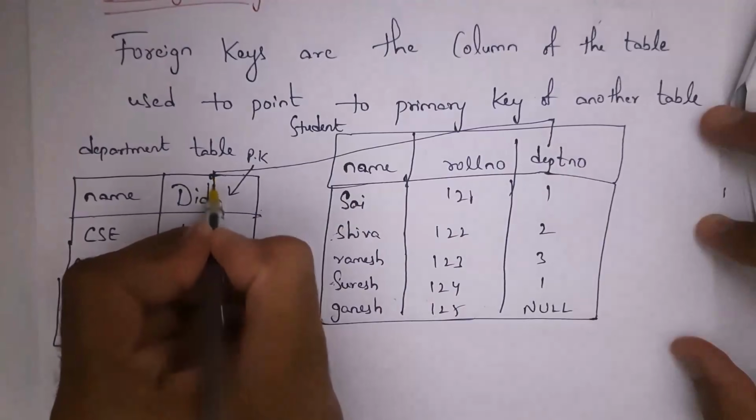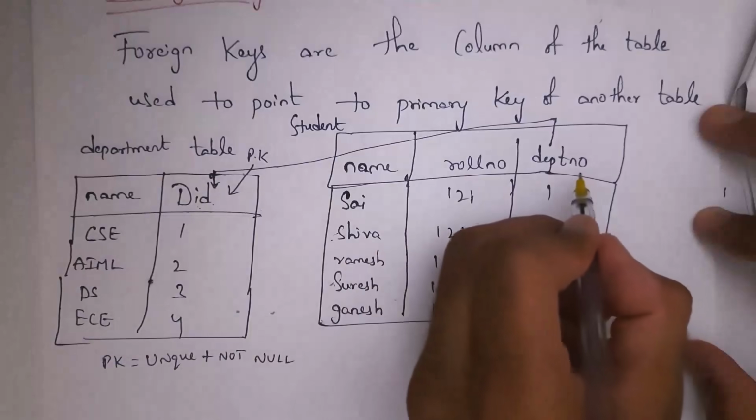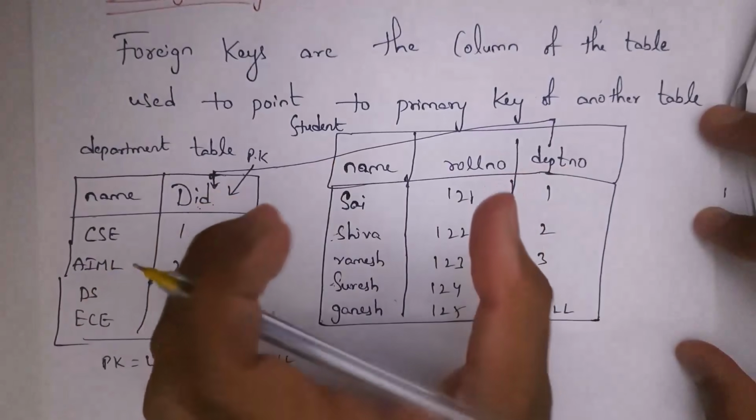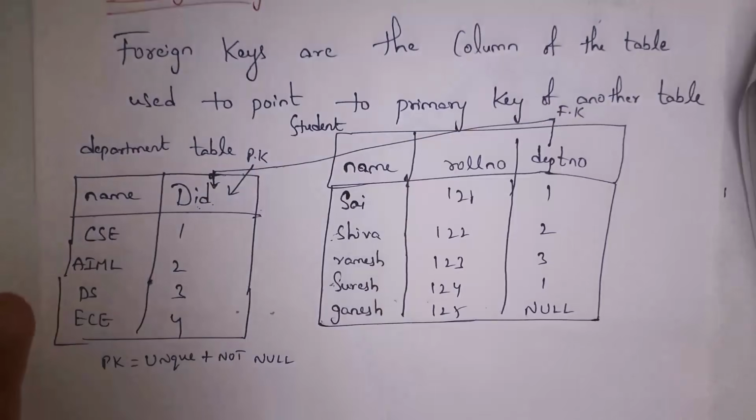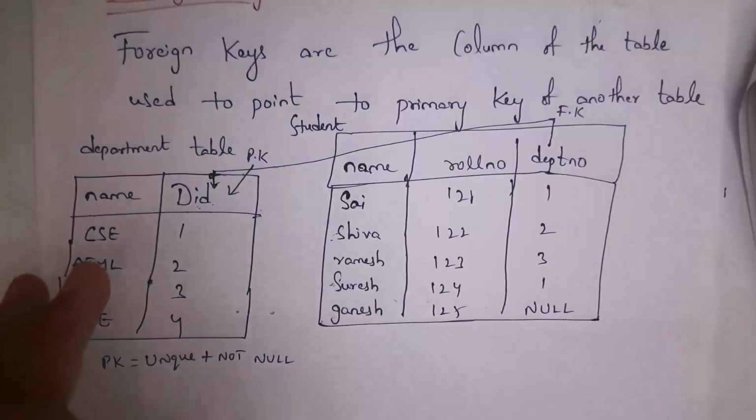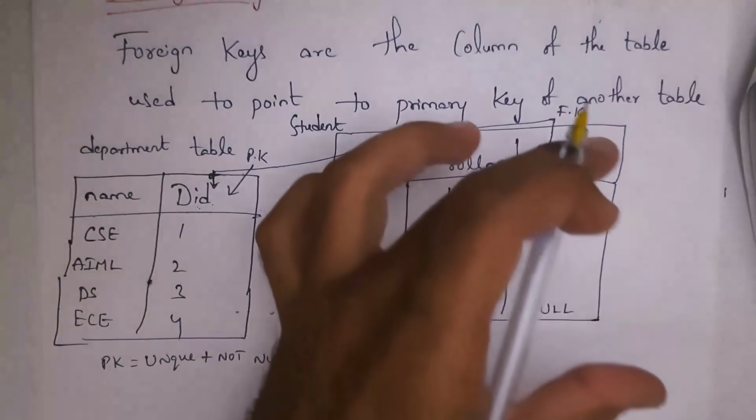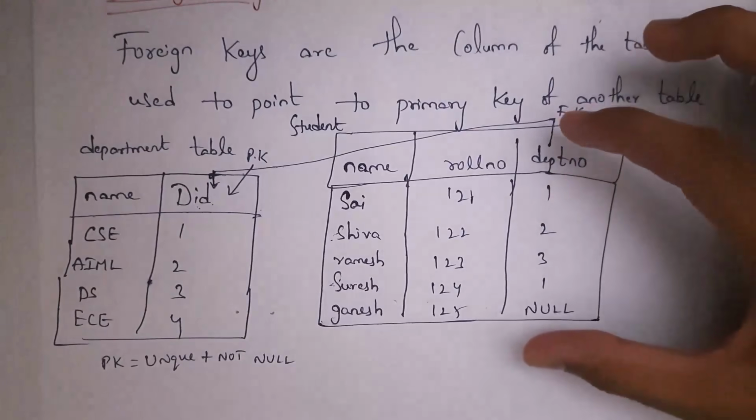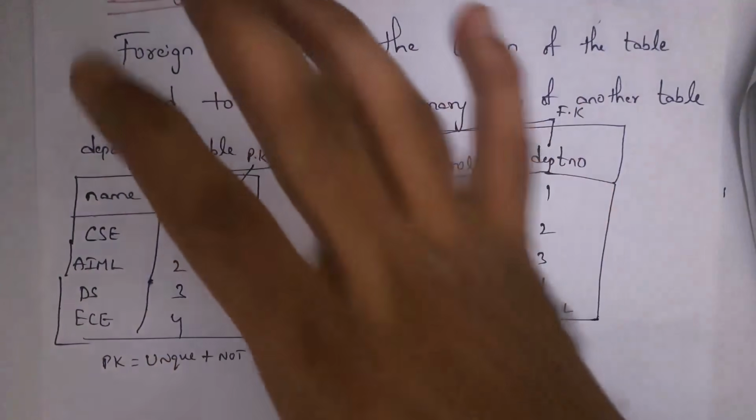I will select the DID column from the department table and the department number column from the student table, and I will connect these 2 columns by establishing a primary key and foreign key relationship. Primary key means it will accept unique values and null values are not accepted. Whereas here the foreign key is department number, and this department number column is connected to the primary key, that is the DID column from the department table.